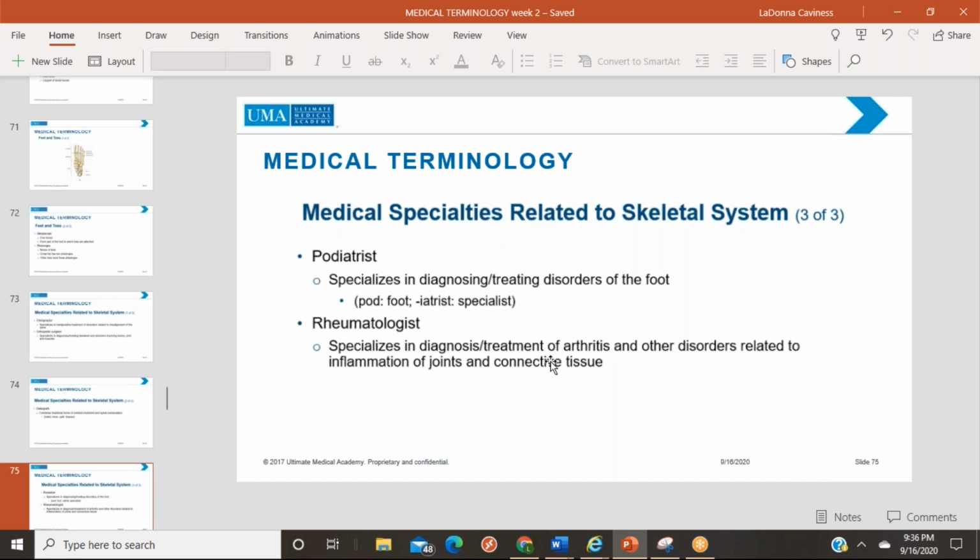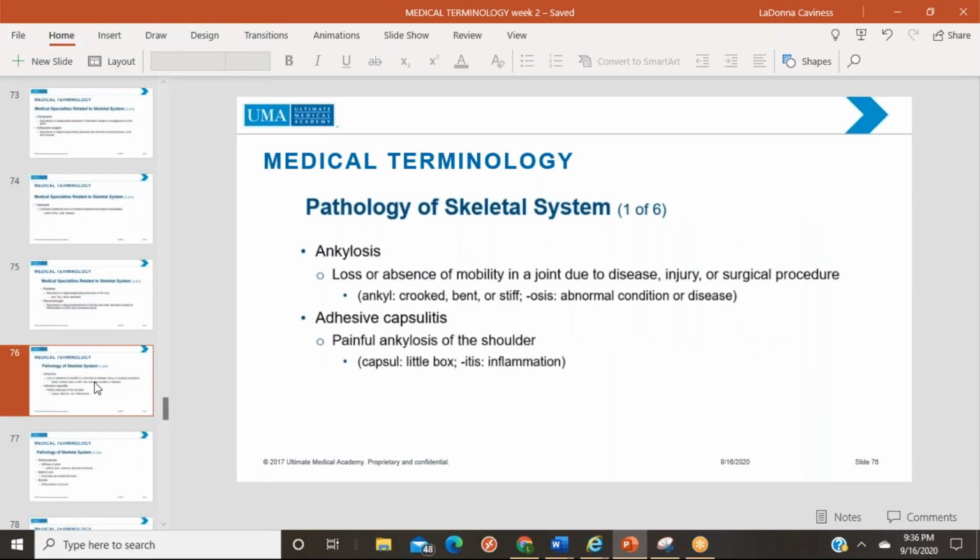Rheumatologists specialize in diagnosing and treating arthritis and other disorders related to inflammation of the joints and the connective tissues. Ankylosis is loss or absence of mobility in a joint due to disease, injury, or surgical procedure. When we break that down, ANKYL means crooked, bent, or stiff, and osis means abnormal condition or disease. Adhesive capsulitis is painful ankylosis of the shoulder. When you break it down, CAPSUL means little box, and itis again refers to inflammation.